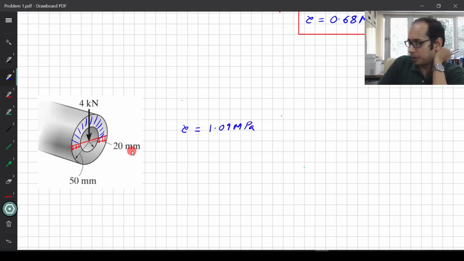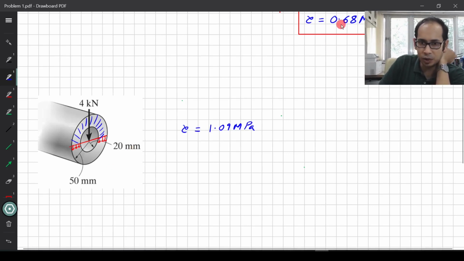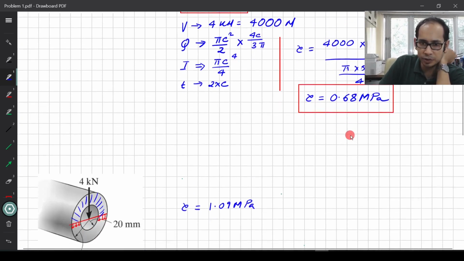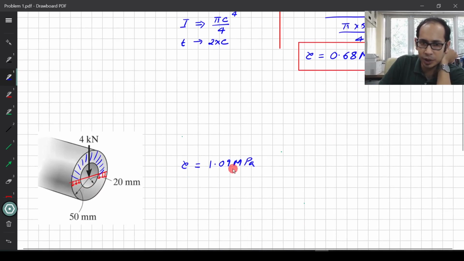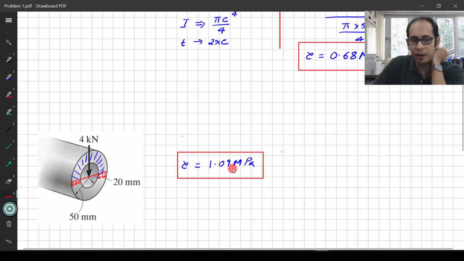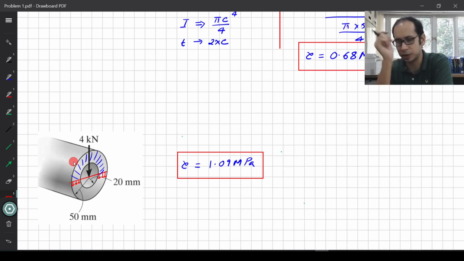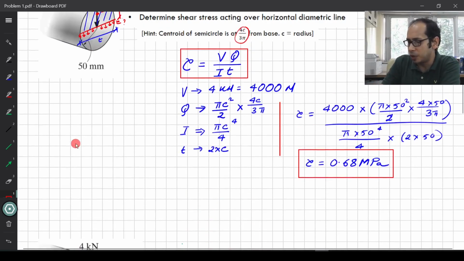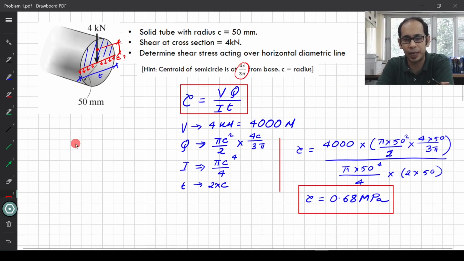This number is higher than the other one, because here you got 0.68 and here 1.09. It logically makes sense, because here you have less beam material to resist the same amount of shear force, so automatically your stress is going to be higher. I hope this problem example was good. It was a simple example where you were given a section and the force and you were calculating the tau. Next we'll look at a slightly more complicated example of a beam cross section.